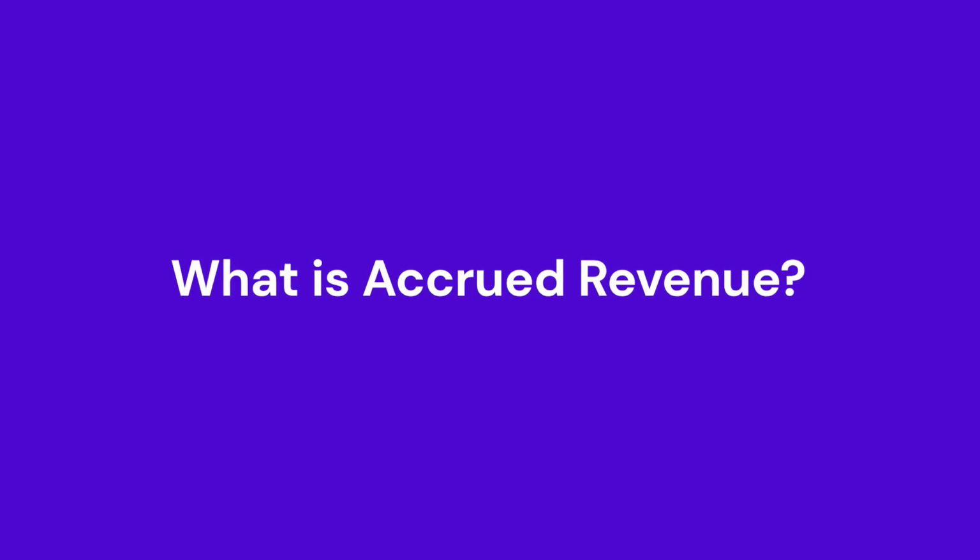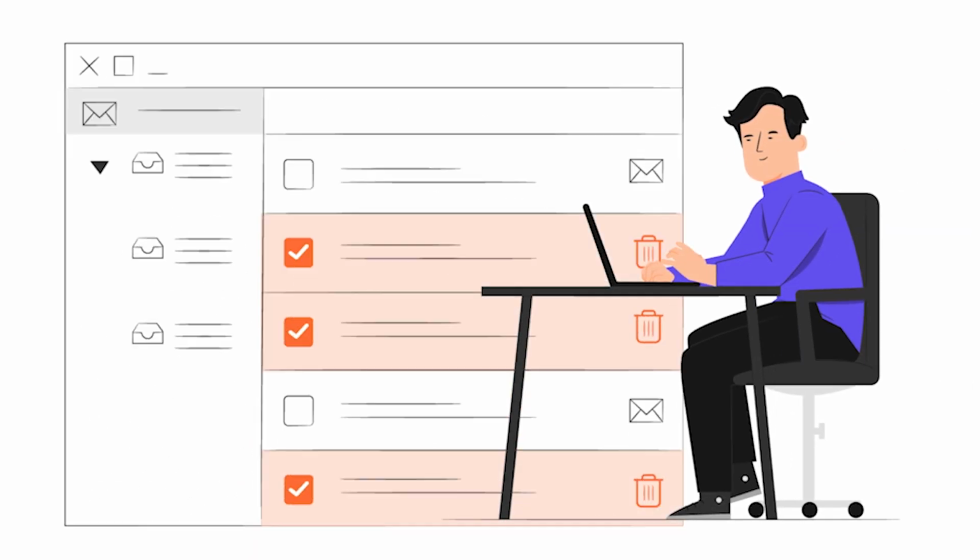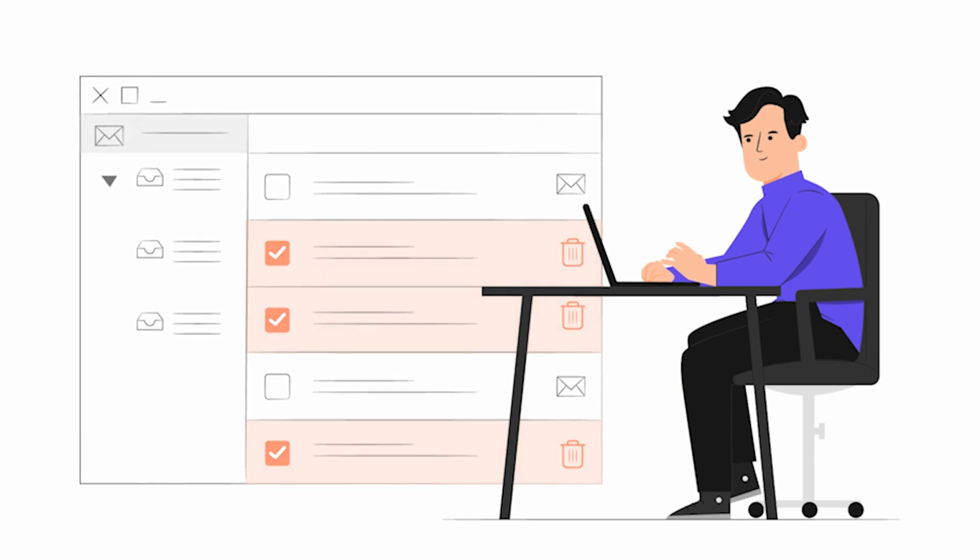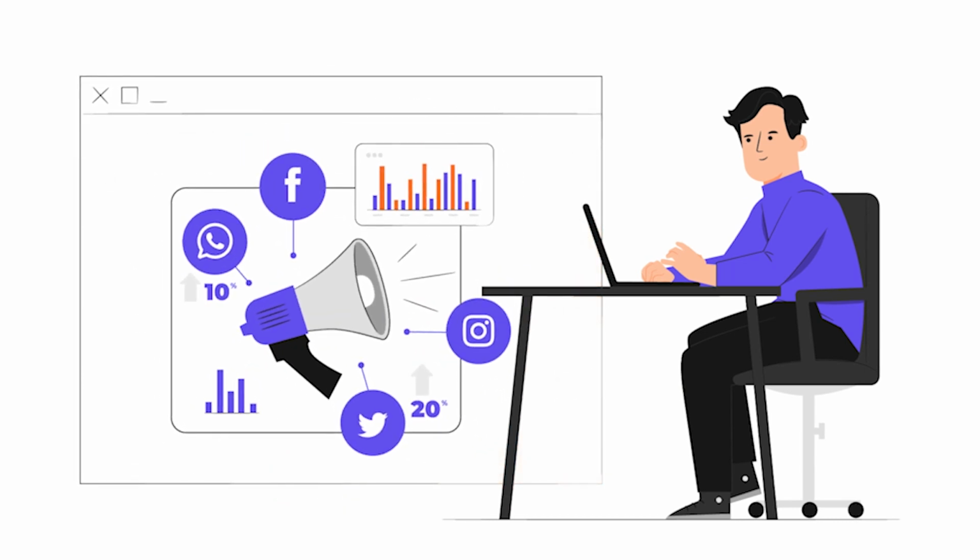Accrued revenue is money that you're owed for a product or service that you've already provided. This means you record the payment at the point of sale, even if the money isn't in your bank account yet. Let's use an example to demonstrate how it works. Imagine that you're in charge of an email marketing software. Customers use it to manage all of their email campaigns. They pay a monthly fee for the base plan.